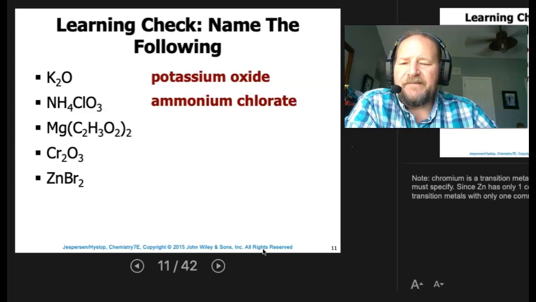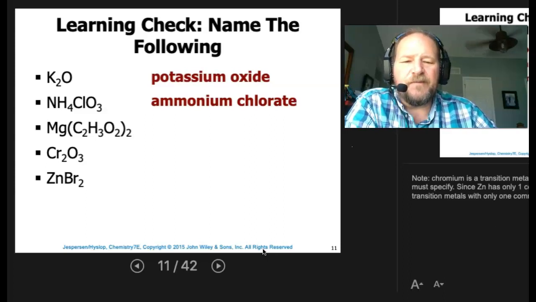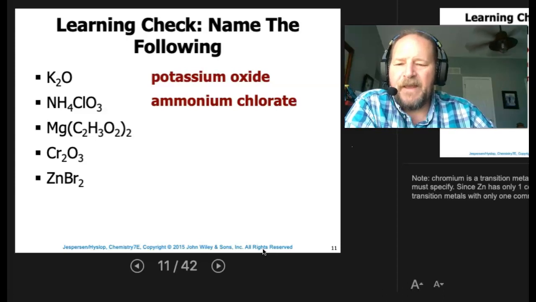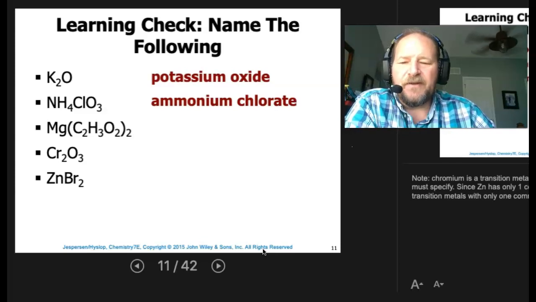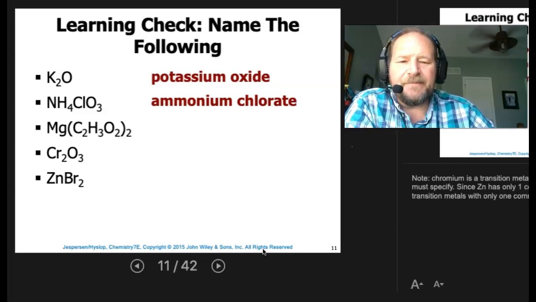For the third one, we have magnesium, which is just a regular metal, so it doesn't need any kind of Roman numerals. That's just going to be magnesium. And then the C2H3O2, it's in parentheses, so right away I know that that's a polyatomic. So I'm going to go look on my list. It turns out that that's going to be acetate. And then I'm going to put those two together, and I'm going to get magnesium acetate.